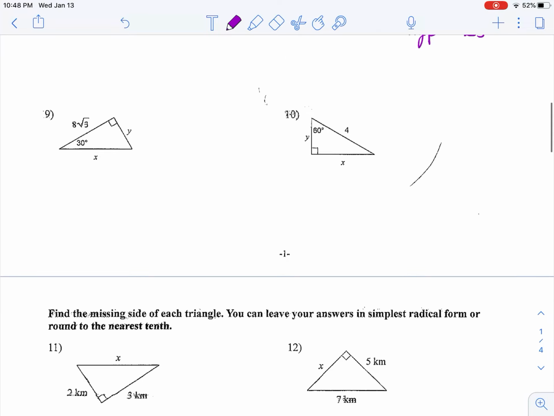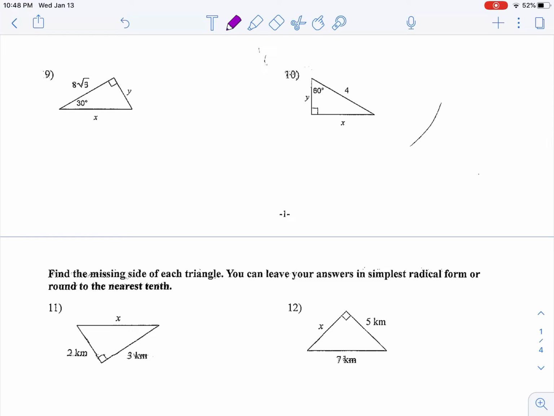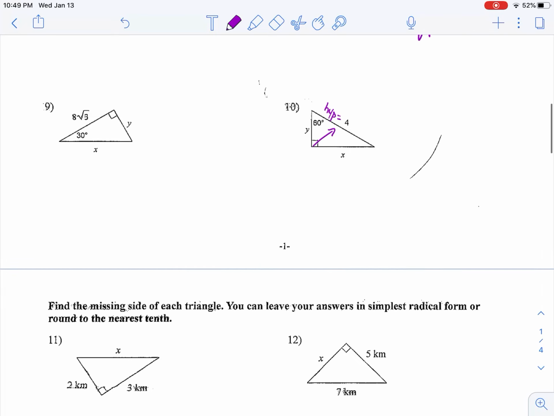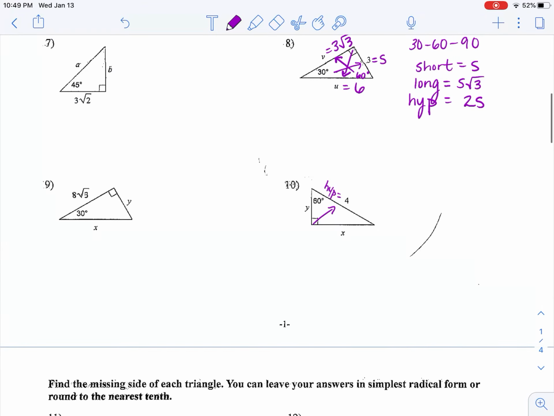Let me do one more. If we look at problem number 10, we can see that they gave us the hypotenuse because they gave us the side that's directly across from the right angle. So I know that my hypotenuse is equal to 4. Well, again, if you look at the relationship up above that I've written in purple, it says that was double the short leg. Hypotenuse is always double the short leg in a 30, 60, 90. So that means the short leg must have been 2.